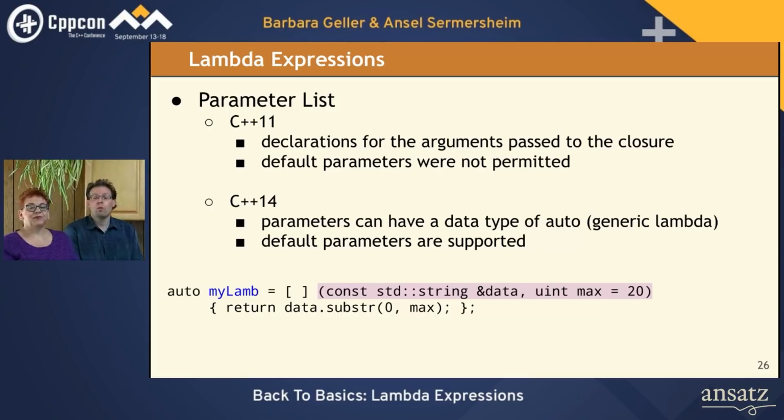C++ 14 added the ability to declare a Lambda expression parameter using the data type auto. And when you put auto in for at least one parameter, that Lambda expression is called a generic Lambda. And we're going to cover generic Lambdas in more specific detail a bit later.